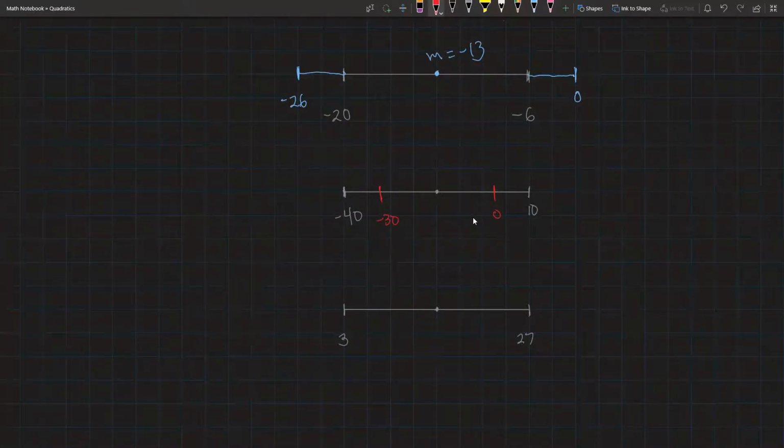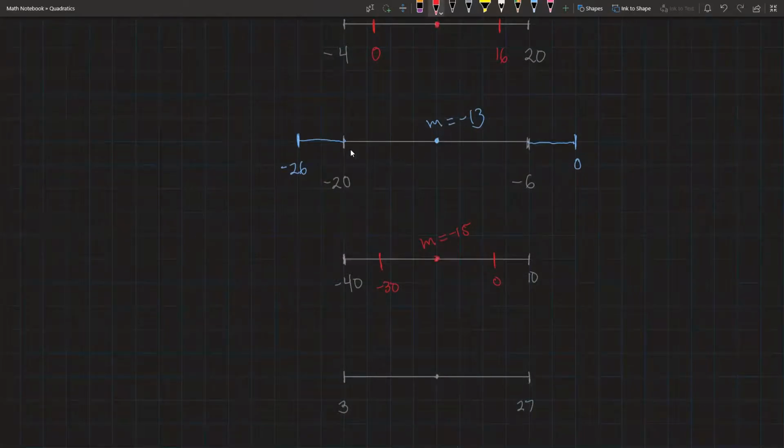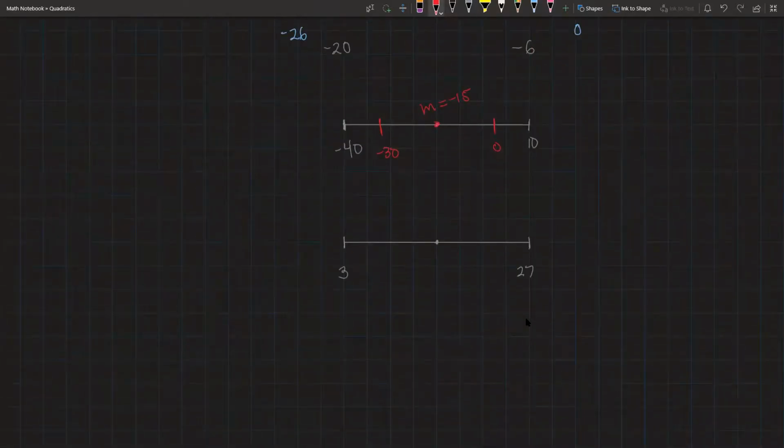And we know the midpoint for this one is now -15. How do we get that? It's a good question to ask. Just divide by 2, right? How do we get -13 here? Divide the -26 by 2.